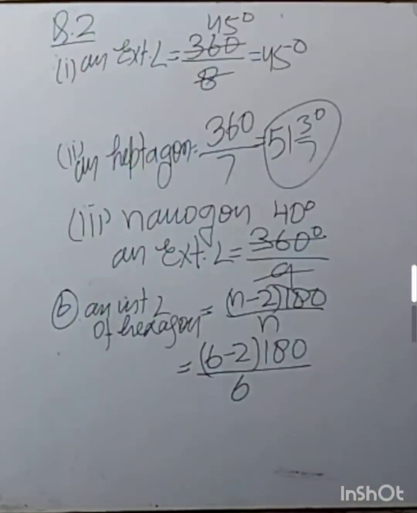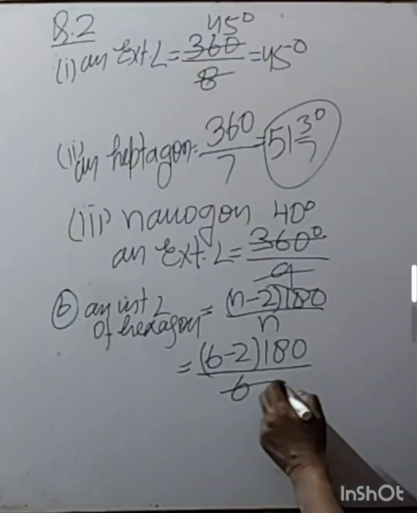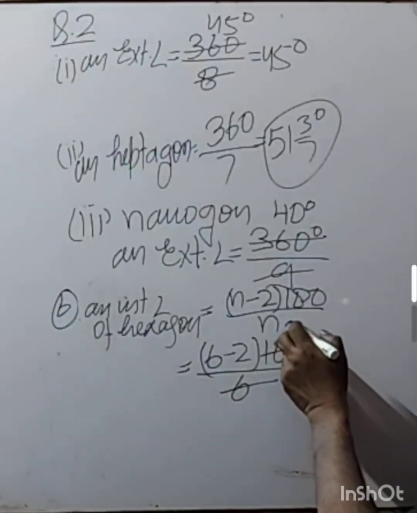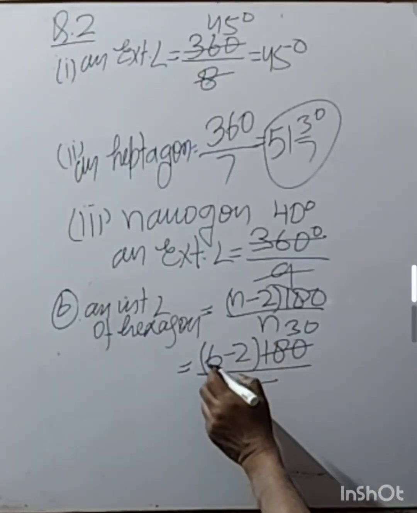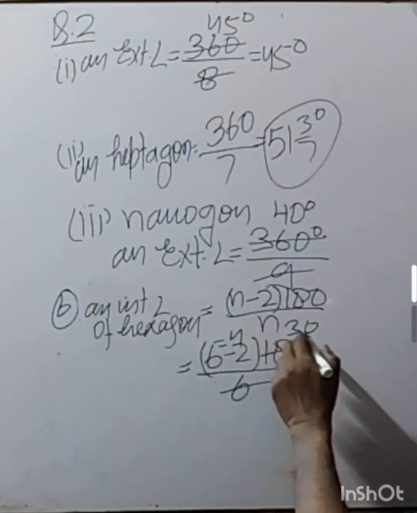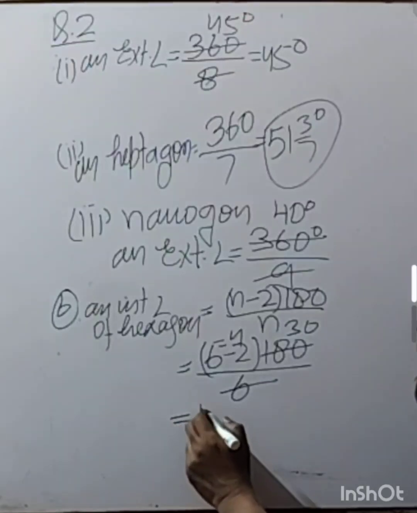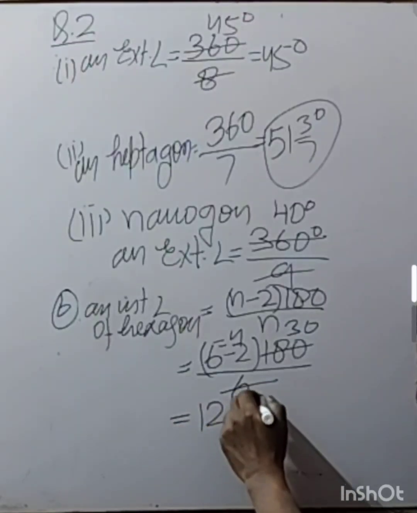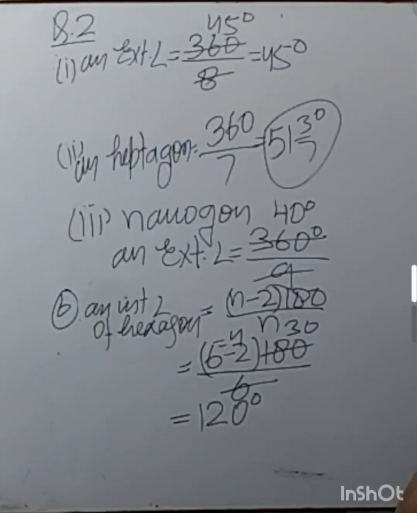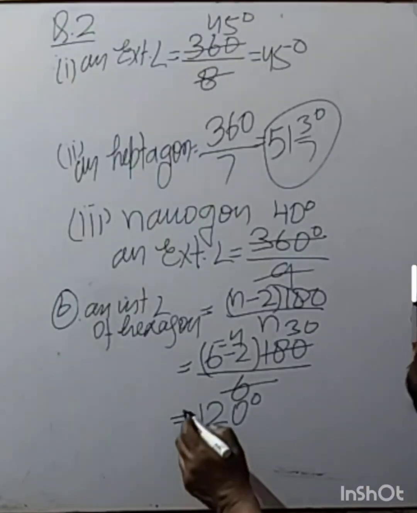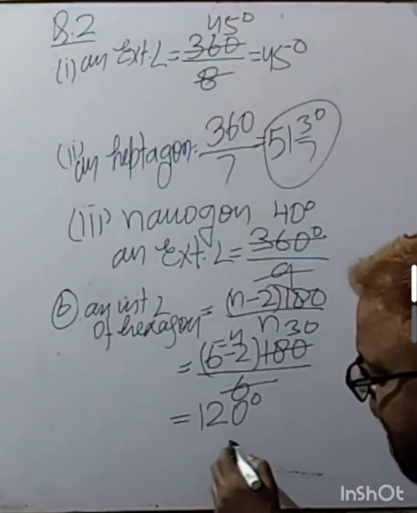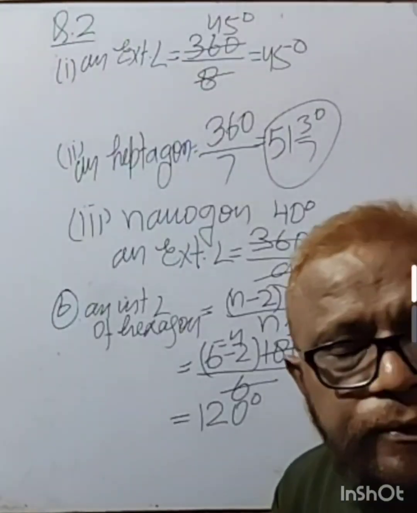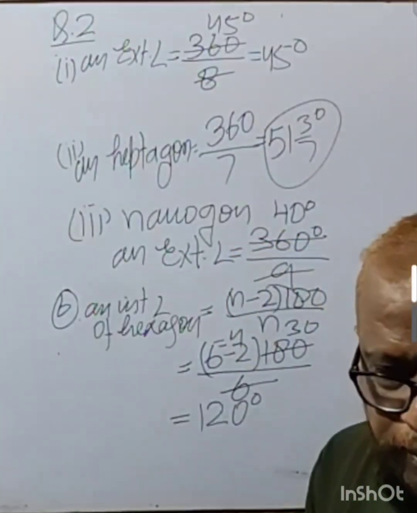So 3 times 6 becomes 18, so it is 30 degree, and 6 minus 2 becomes 4. 4 times 30 becomes 120. So an interior angle of a hexagon is 120 degree. Fine. You get this?